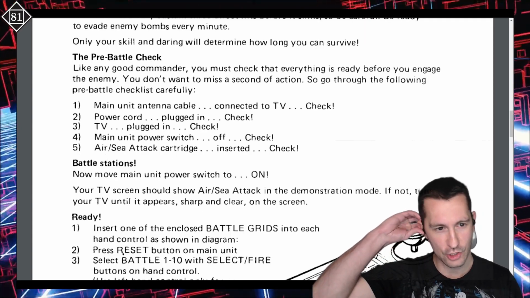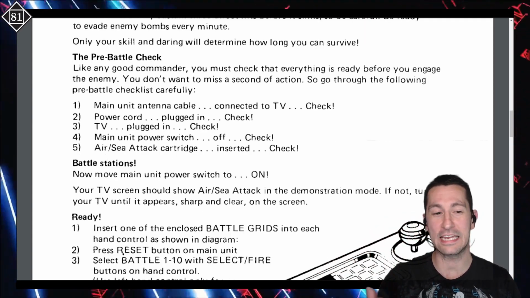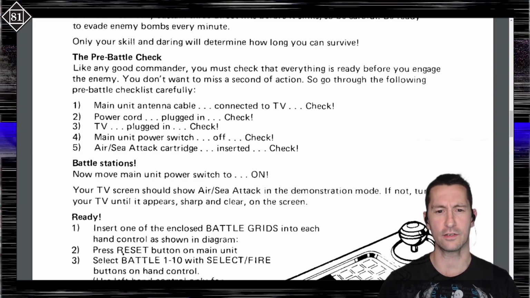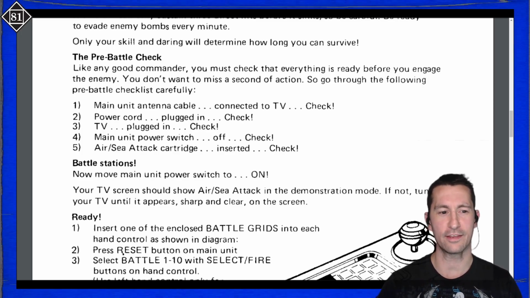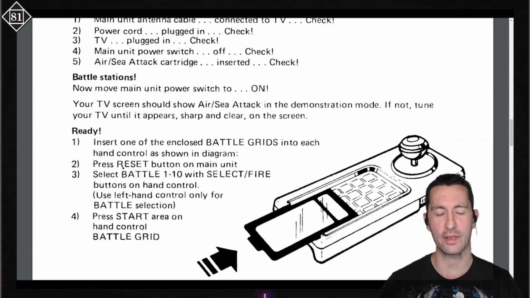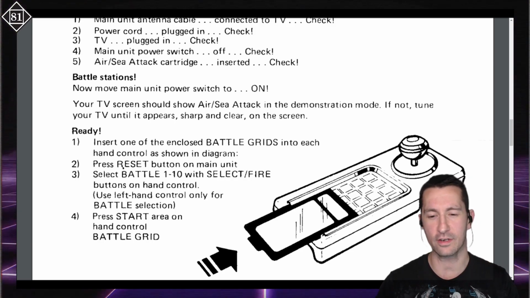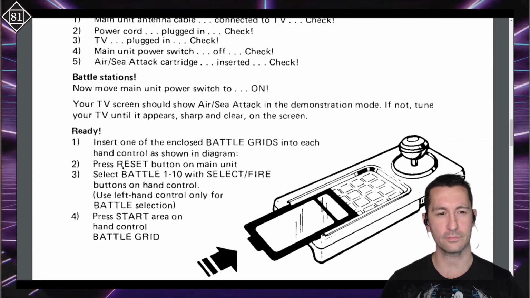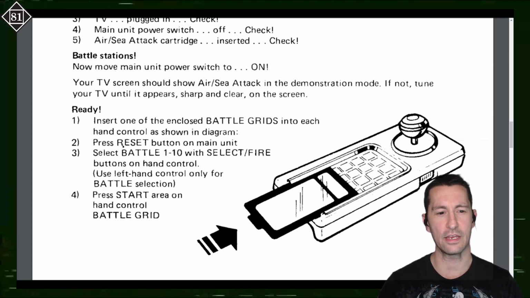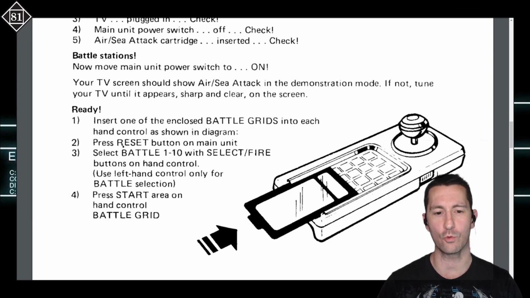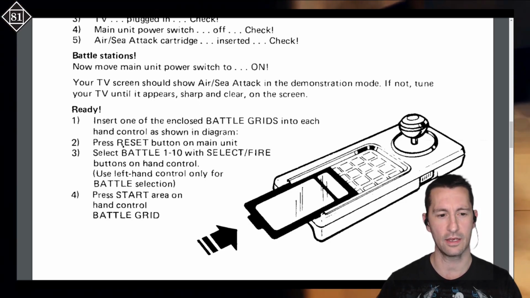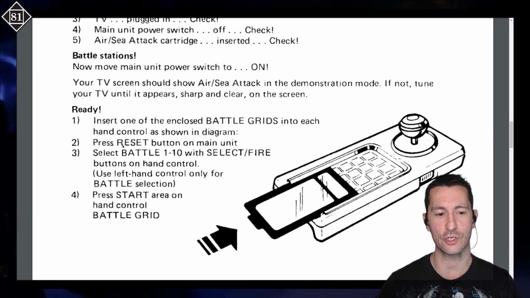So for pre-battle check, the first thing, this is about plugging in and setting up the system. Make sure the antenna is correct, power cord, TV, main unit, and then the cartridge is inserted. And there you go. There's showing us, just like on the Intellivision, how to get that overlay over the controller of the CreatiVision. And then you turn the power on, and then it says you select which battle you want with the select button. So you select what game. It looks like we have 10 different games or 10 different modes to play, and then we push start.